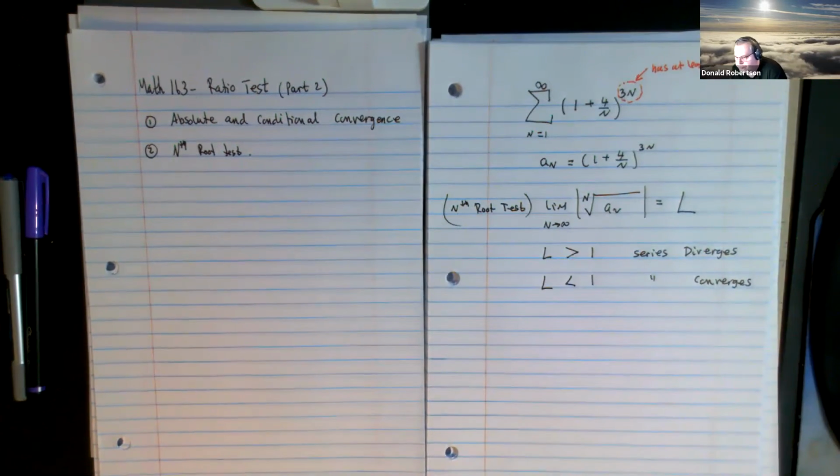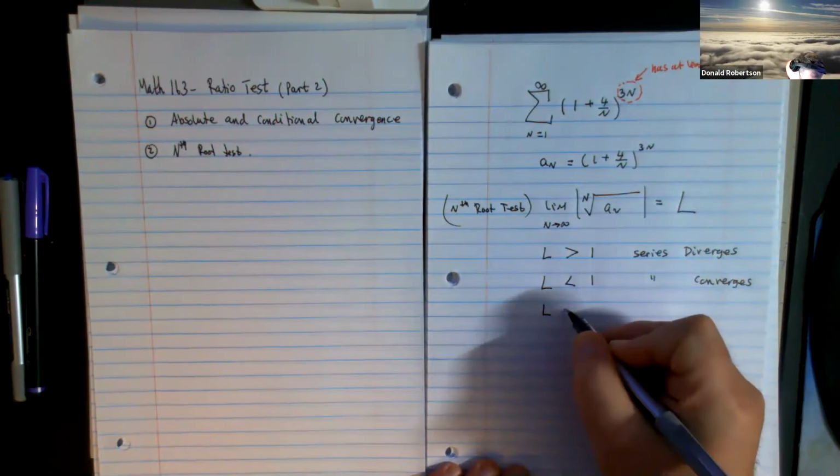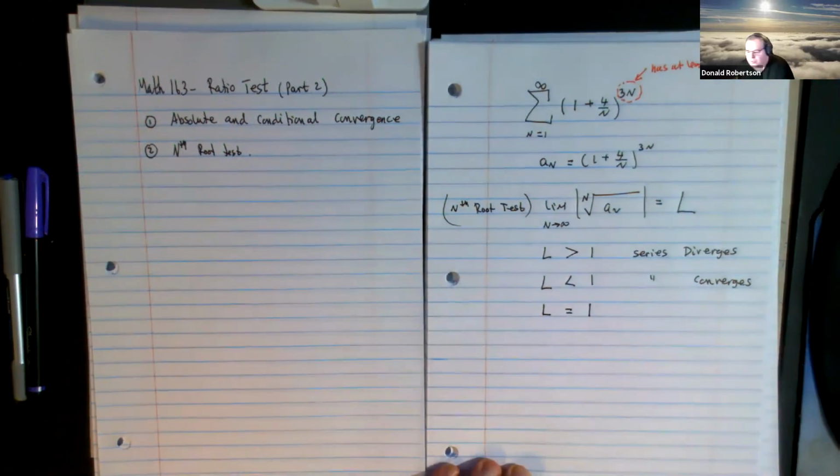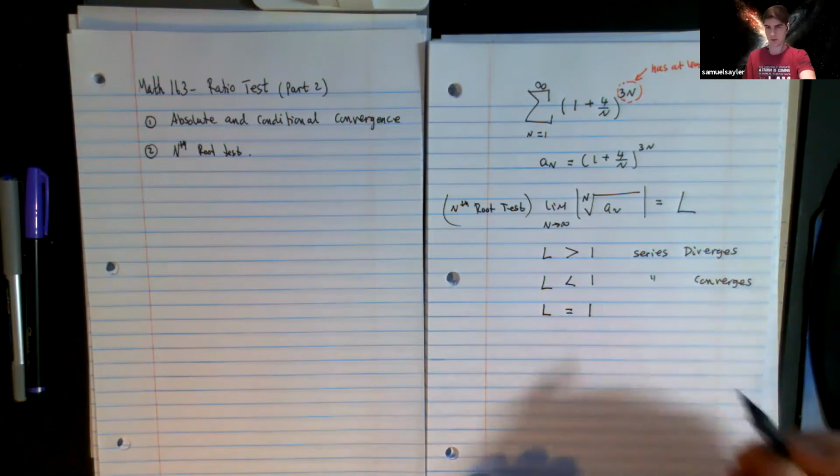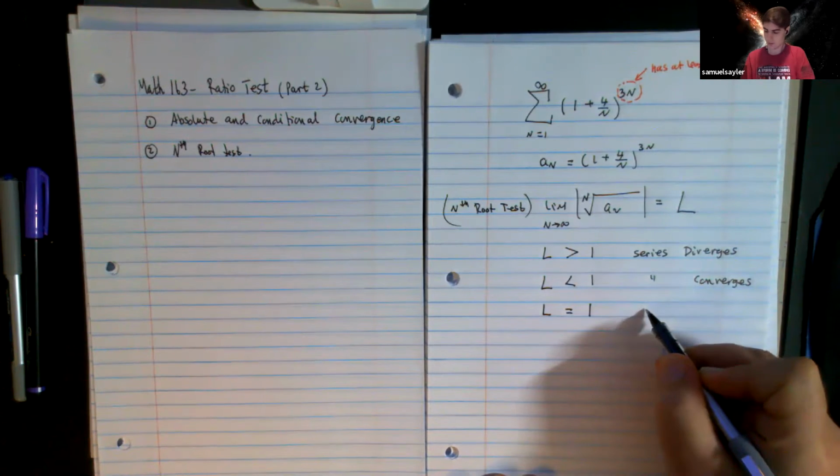Isn't that exactly the same rule or test that the ratio test does, right? Bigger than 1, you diverge. If the limit is less than 1, you converge. And what do you think is going to happen when the limit is 1? Inconclusive.